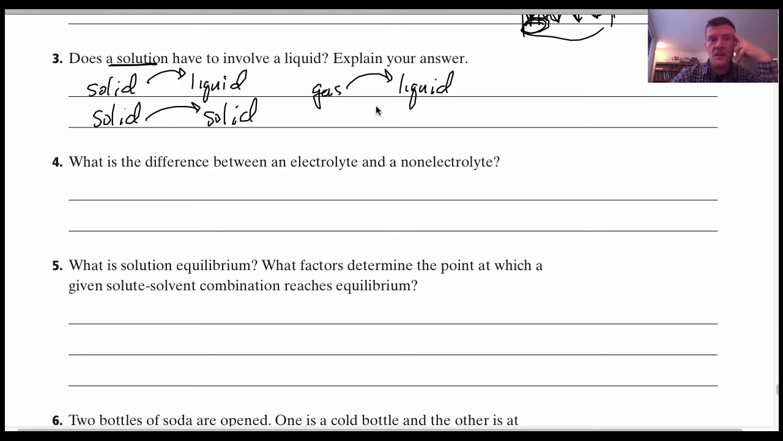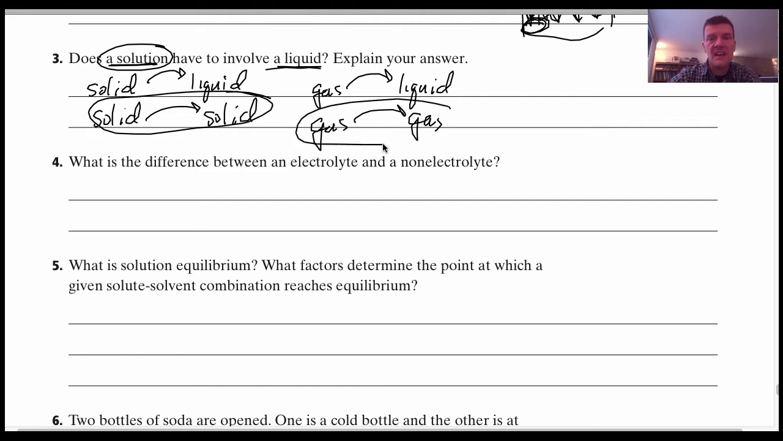Okay? You could have a gas mixed with other gases, like our atmosphere. You've got nitrogen, oxygen, hydrogen, helium, and other gases that are mixed together. Okay? So solution here does not have to have a liquid involved. Like I said, you could have a solid mixed with a solid or a gas mixed with a gas. Often it does have a liquid involved. We sometimes associate the word solution with involving a liquid, but it doesn't have to. Okay? Number 4, what is the difference between an electrolyte and non-electrolyte?